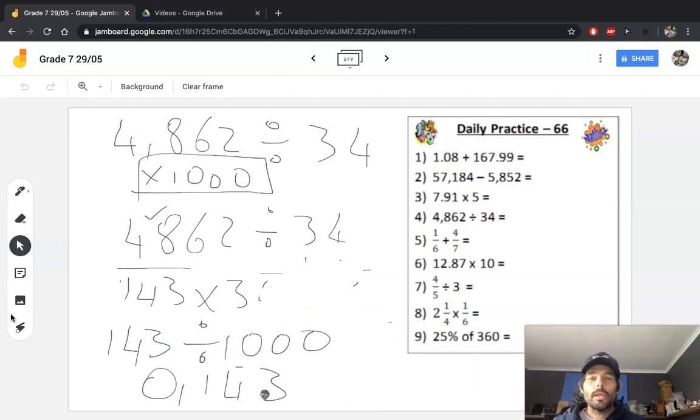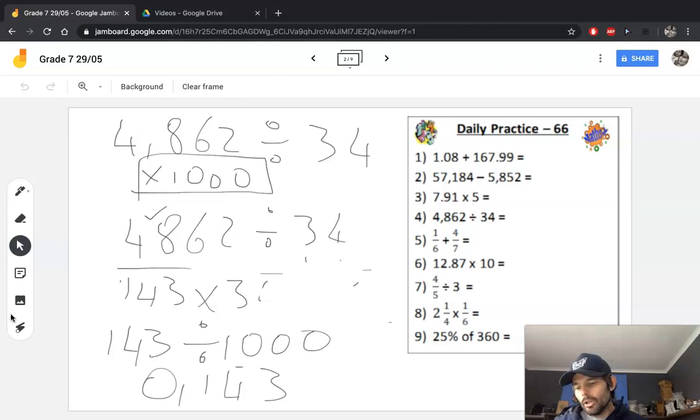Okay, so quite a tricky long division question there. And the key is to figure out, how do I make that question easier for myself? Do I need to do anything at the end like we did in this example? I hope you guys are understanding long division a little bit better.